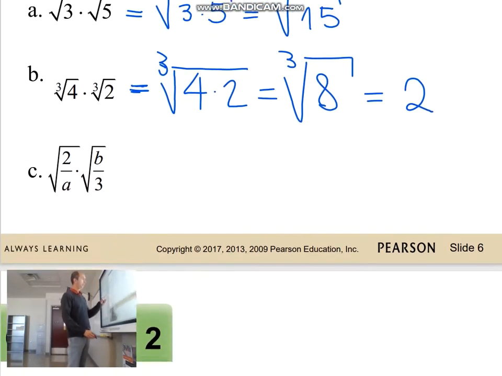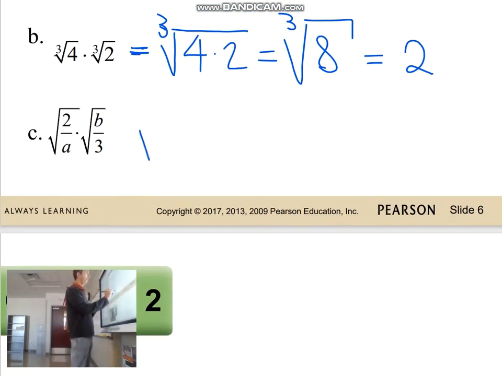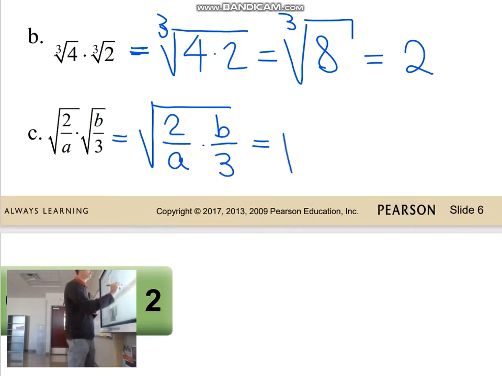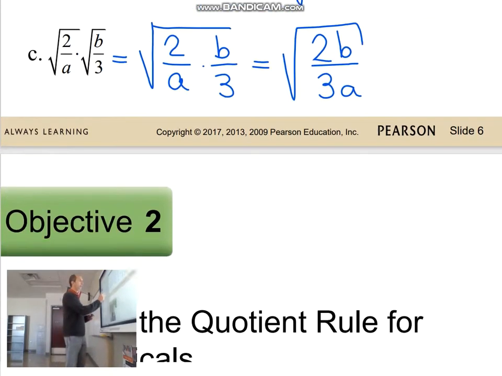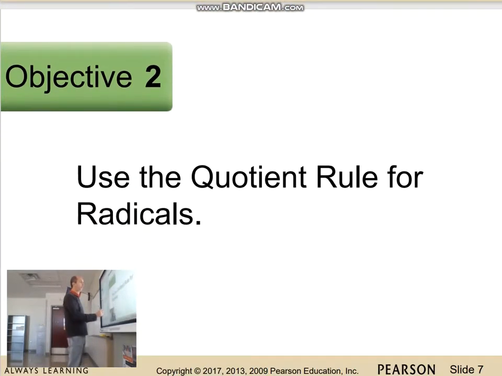And example C, the square root of 2 over A times the square root of B over 3 is equal to the square root, and inside we're going to have 2 over A times B over 3, and that's it. The numerator is 2B, the denominator is 3A. This is how we apply the product rule.